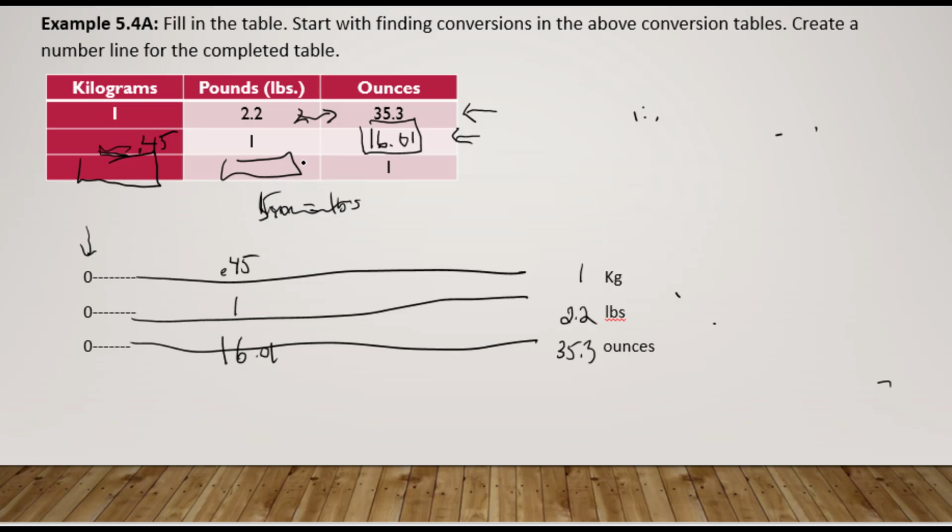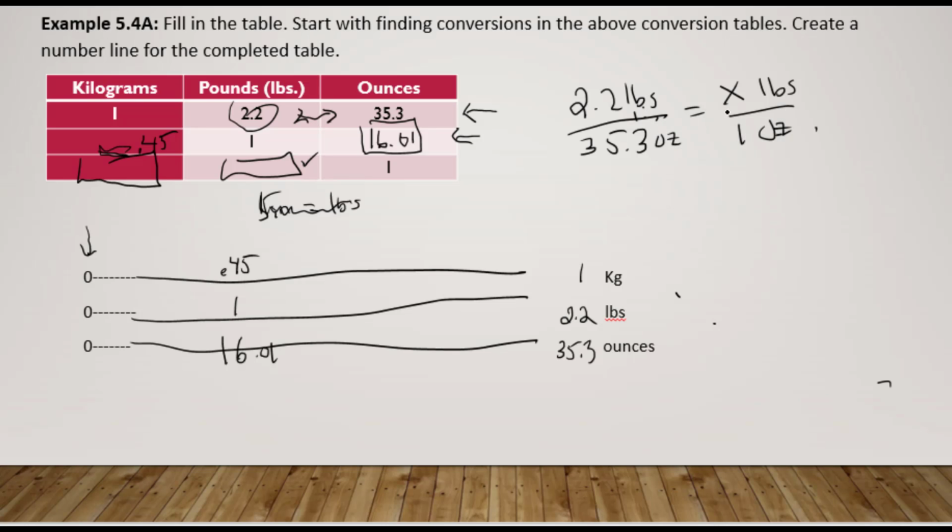For this one here, I'm going to go back to my original conversion. I could go to this conversion, but I'm going to stick with 2.2 pounds is the same as 35.3 ounces. Therefore, how many pounds is the same as 1 ounce?